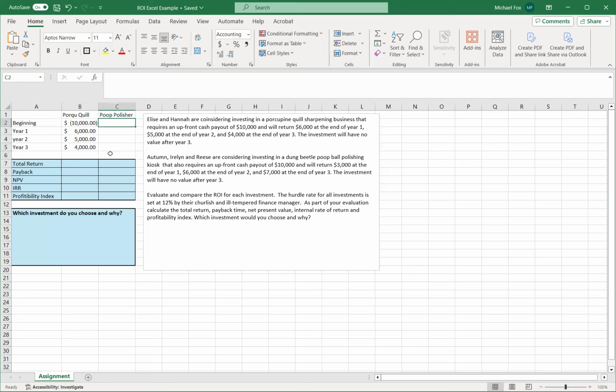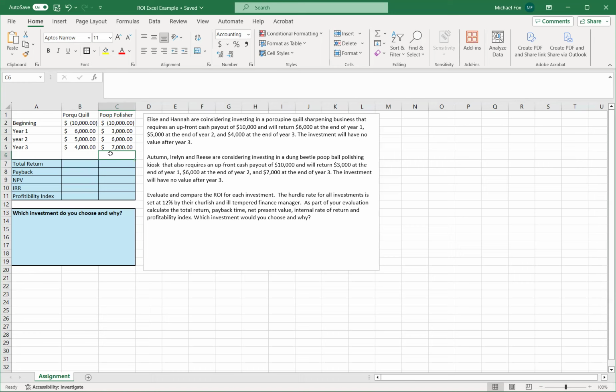The poop polisher, we also pay out $10,000, but it will return 3,000 at the end of the first year, 6,000, and 7,000. So we're all set up. We've got our information in our problem here.